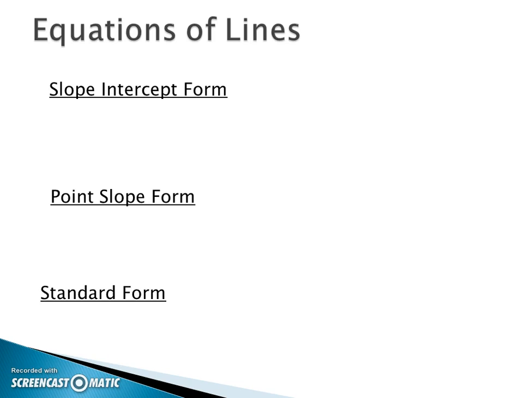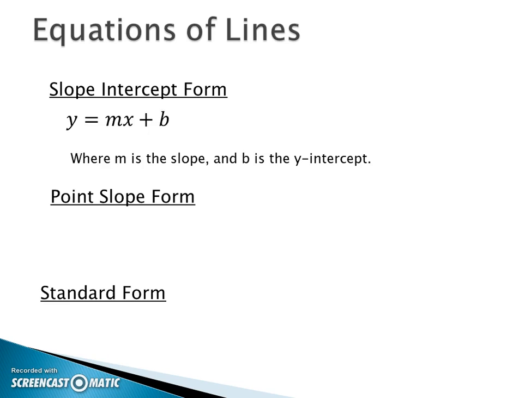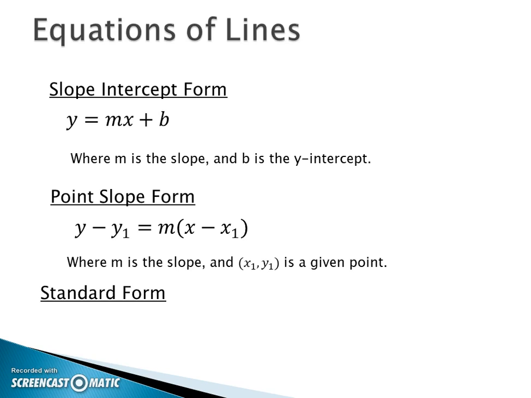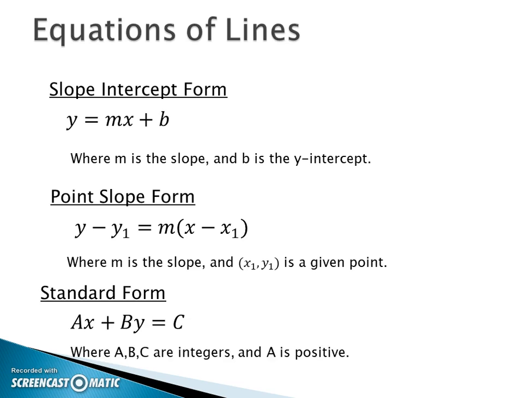Then we have a couple equations of a line. Slope-intercept form is the normal one, y equals mx plus b, where the slope is m and the y-intercept is b. You have point-slope form, which is y minus y1 equals m times the quantity x minus x1. M is the slope again, and here (x1, y1) is just the given point in the equation. Standard form is the one it normally starts out in, which is ax plus by equals c. Here a, b, c are all integers, and a is positive.